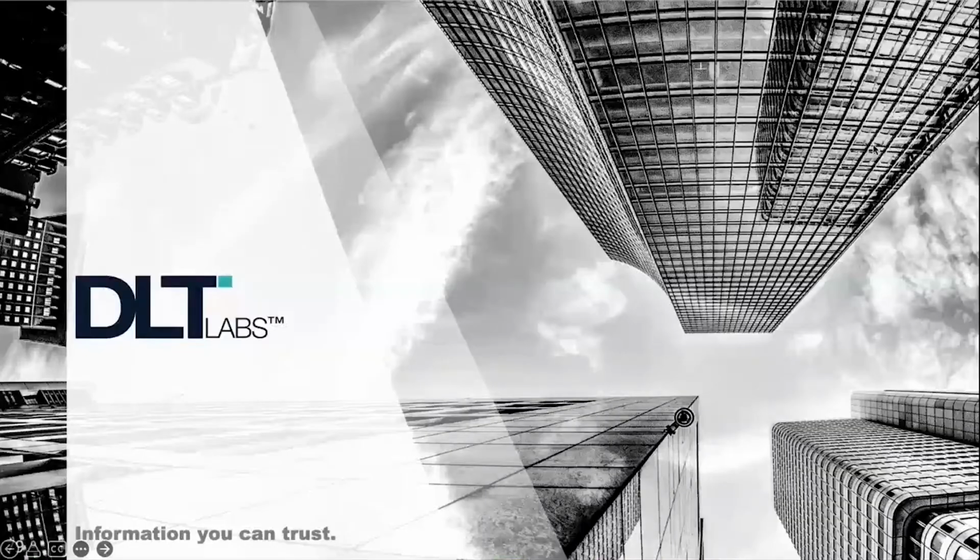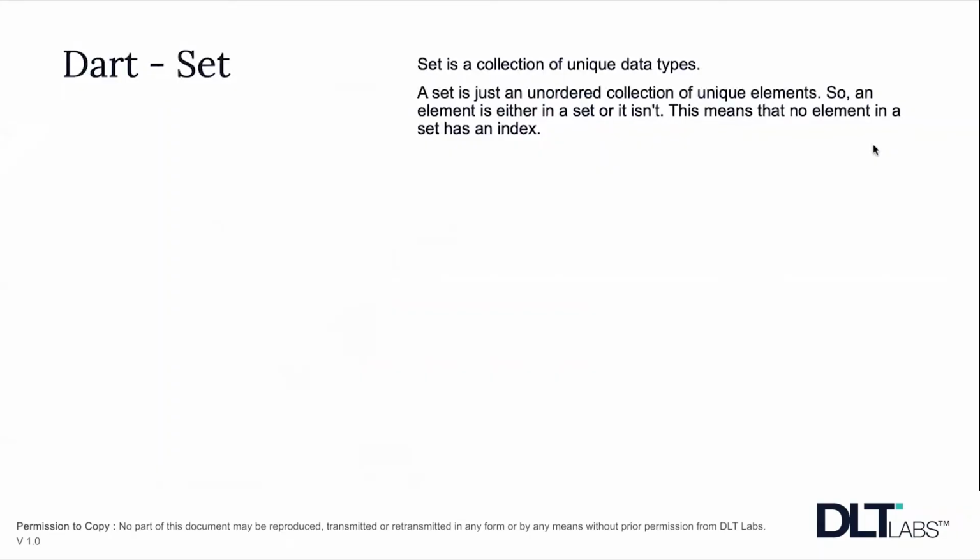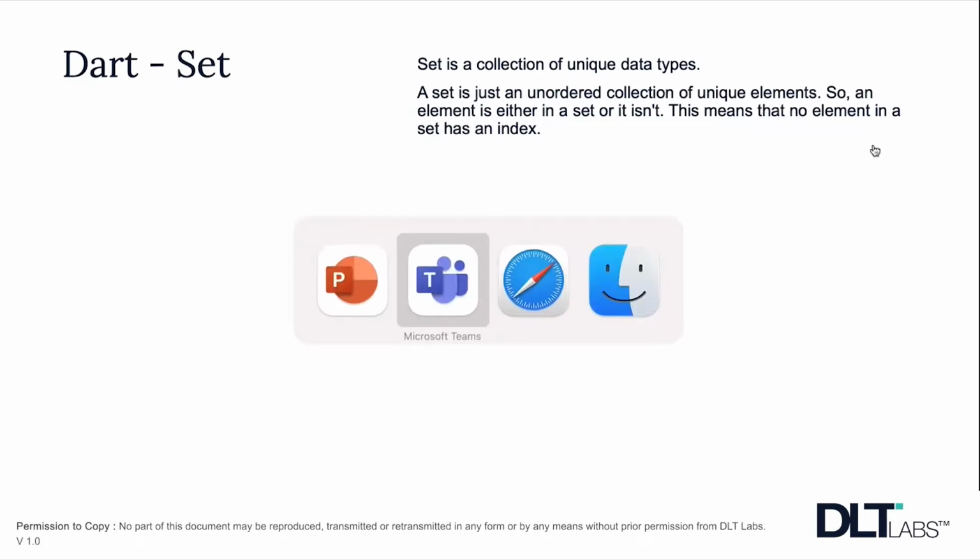Hello everyone. Dart set. A set is a collection of unique data types. A set is just an unordered collection of unique elements. So an element is either in a set or it is not. This means that no element in a set has an index. Let's look at a code example.